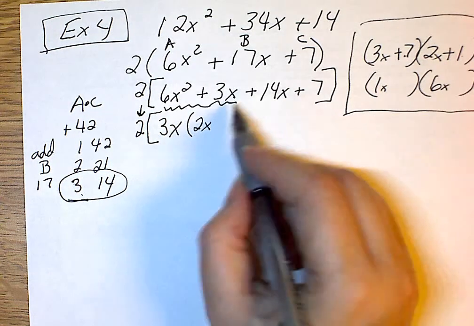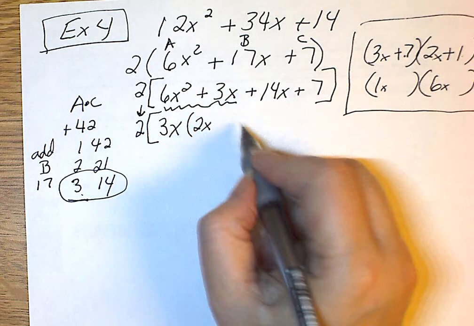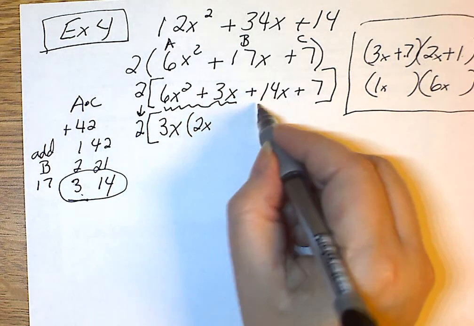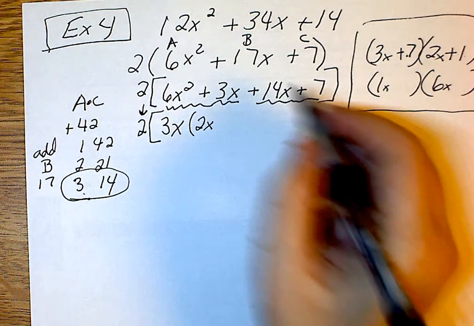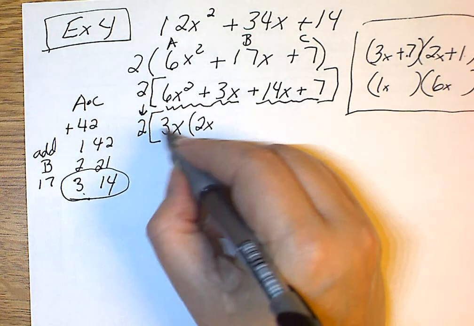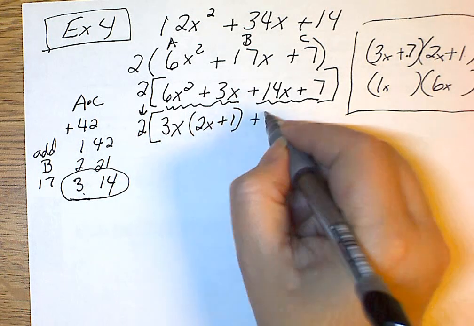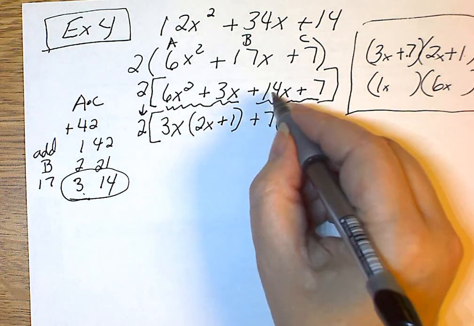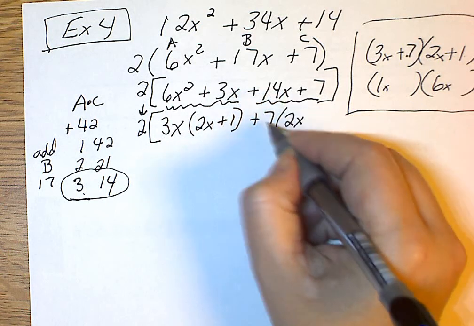If you want to do guess and check, you can, but you'd have to keep guessing and checking. What do these have in common? 7. So we're going to pull out that 7. 7 times what gives me 14x? 2x. 7 times what gives me 7? 1.